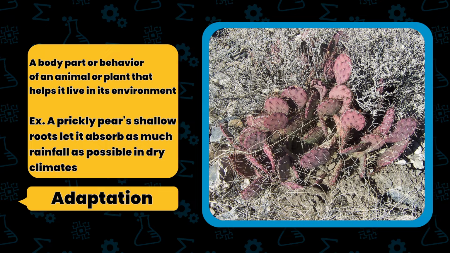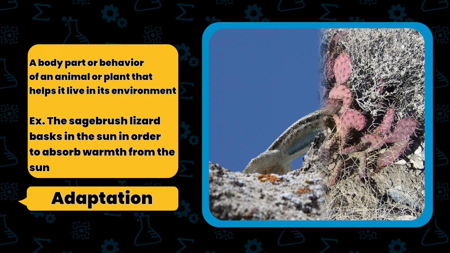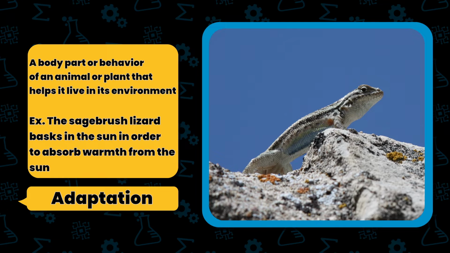Another example of an animal adaptation is how a sagebrush lizard basks in the sun in order to absorb warmth. This aids in its ability to metabolize its own food as it cannot generate its own heat to aid in its metabolism.